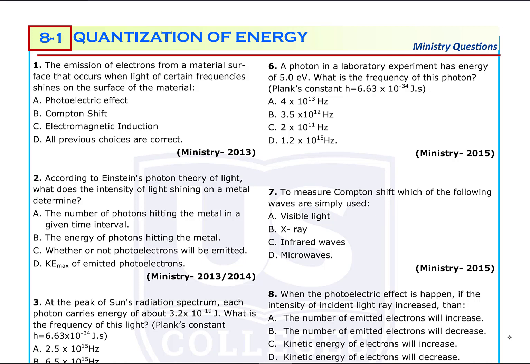We will continue answering the questions about Chapter 8, Section 1, which is about the quantization of energy, blackbody radiation, photoelectric effect, and Compton shift. Question number 1. The emission of electrons from a metal surface that occurs when light of certain frequencies shines on the surface of the material is called the photoelectric effect.